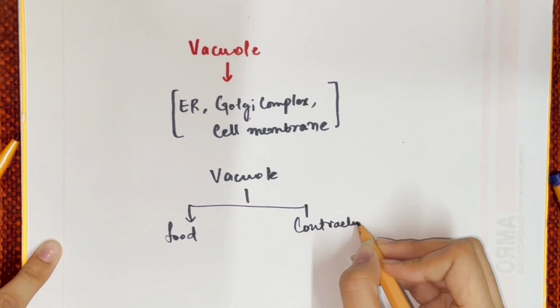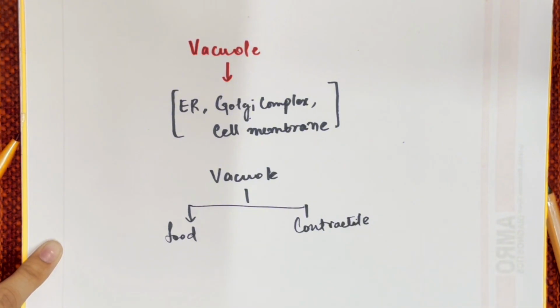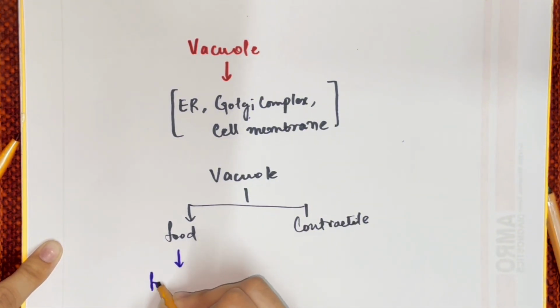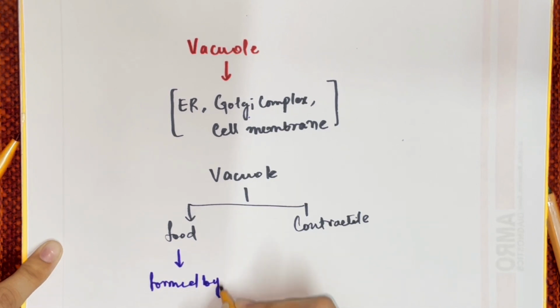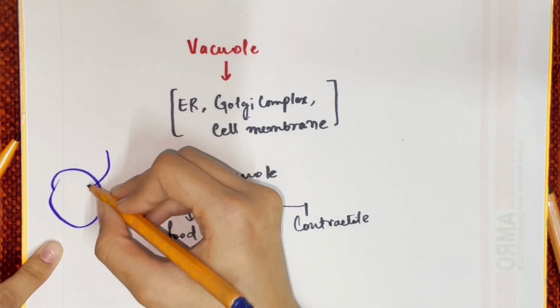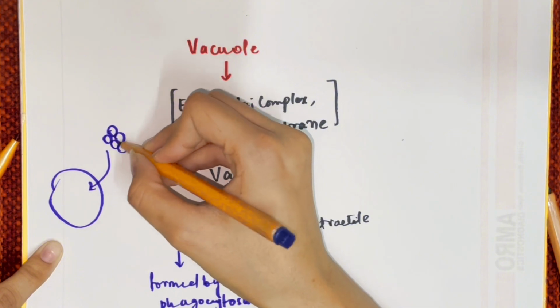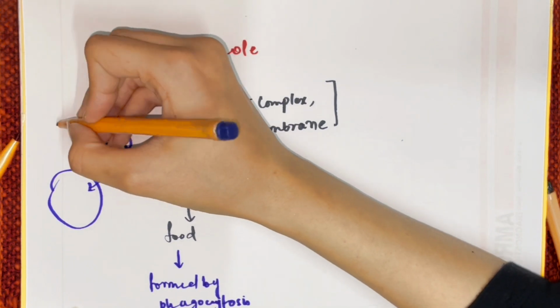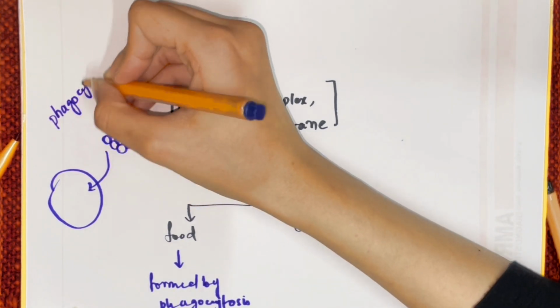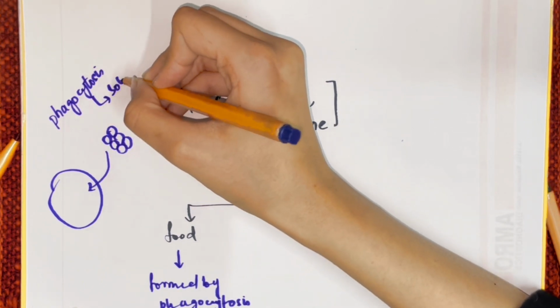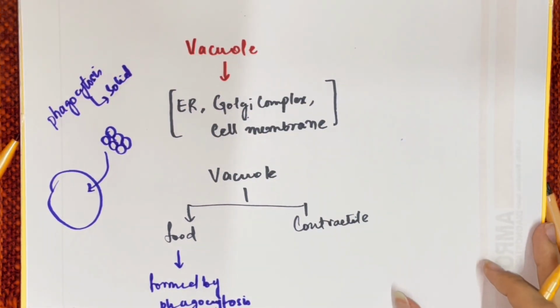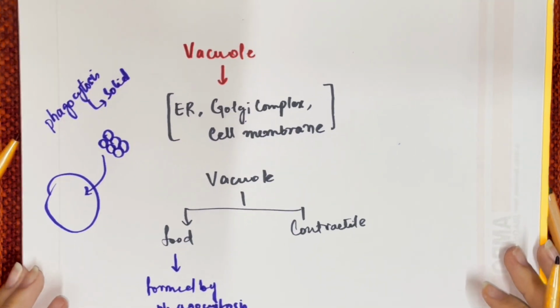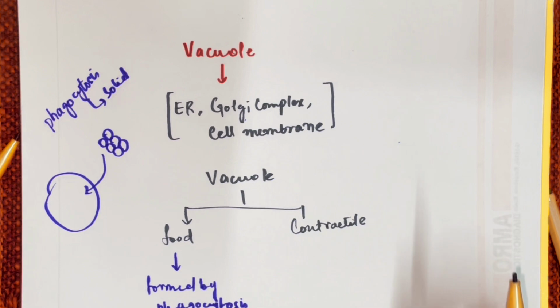It is a food vacuole or it can be a contractile vacuole. Now, what is the difference between a food vacuole and a contractile vacuole? Well, the food vacuole is formed by phagocytosis. Now, what is meant by phagocytosis? Phagocytosis is basically a process in which the cell engulfs a solid material inside itself. Please don't confuse the terms phagocytosis and pinocytosis with each other. Phagocytosis is the process in which there is solid engulfation. There is only solid engulfation in phagocytosis. In pinocytosis, there is only liquid engulfation. So please don't confuse this.